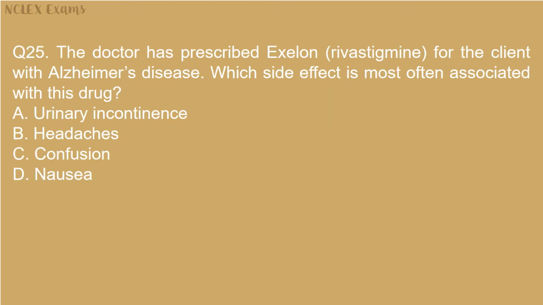Question 25. The doctor has prescribed rosuvastatin for the client with Alzheimer's disease. Which side effect is most often associated with this drug? A. Urinary incontinence. B. Headaches. C. Confusion. D. Nausea.